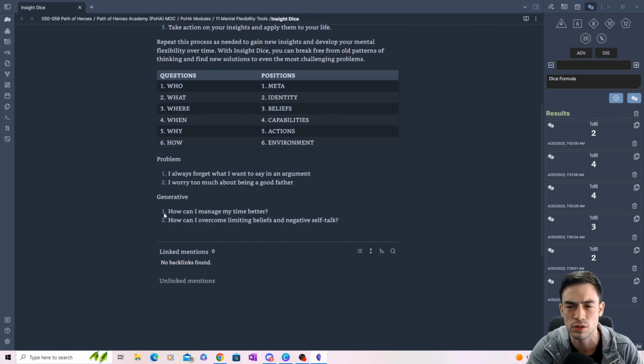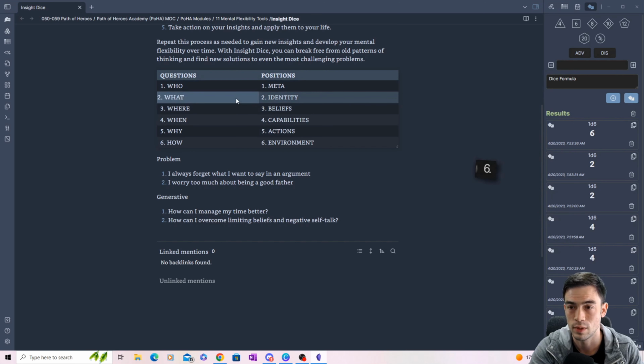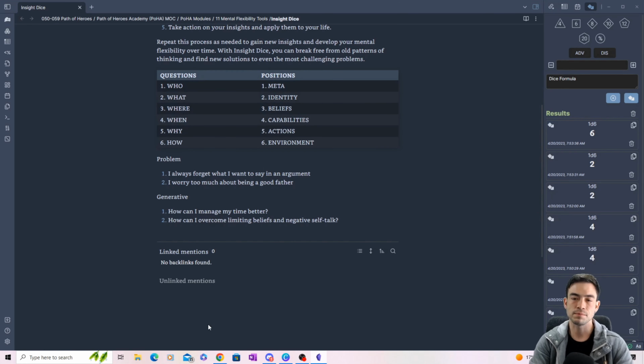And doing another one just so that you can see it a little bit more generative. Maybe how can I manage my time better? Okay, I don't really have too much limiting beliefs and negative self-talk. So we just talked about this one. But I wanted to get one that was a little bit more something that everybody could relate to. 2 and 6. 2. What environment? What in my environment is causing me to not manage my time well?